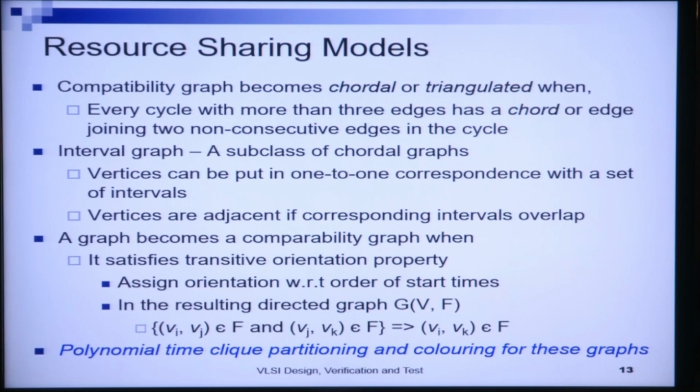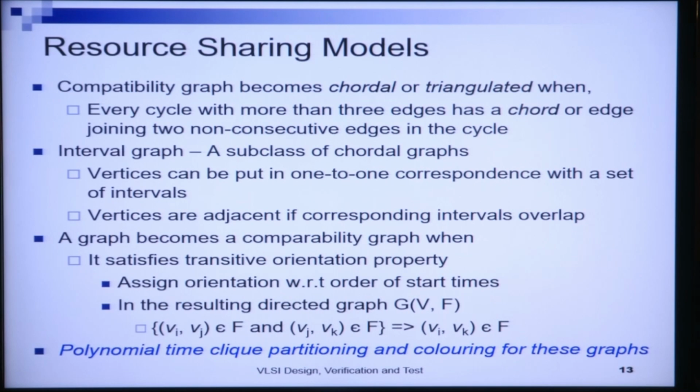Now, we will look at the third class of graphs. A graph becomes a comparability graph when it satisfies a transitive orientation property. So therefore, I need to be able to impose a transitive orientation property on my graph. So, my compatibility graph or my conflict graph can only become a comparability graph if I can impose this transitive orientation property on this graph.